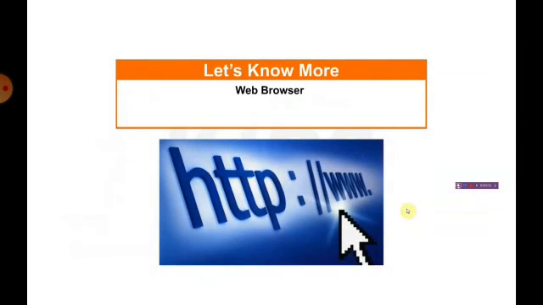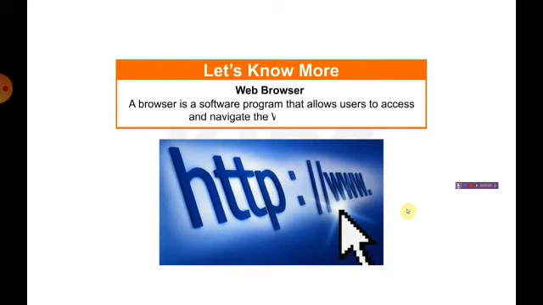Students, do you know what a web browser is? A browser is a software program that allows users to access and navigate the World Wide Web. So in order to search for any information on the World Wide Web, you have to use a web browser. Examples of web browsers are Mozilla Firefox, Internet Explorer or Google Chrome. So what are these web browsers? These are the software programs which help you to search for information on the internet.